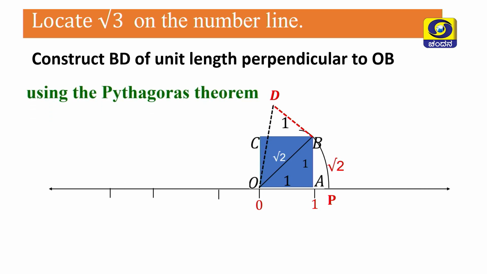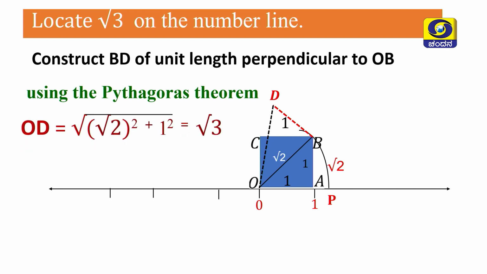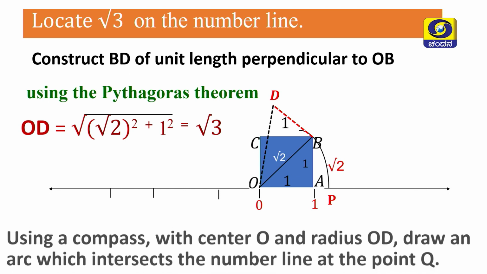using Pythagoras theorem. Here now OBD is a right angle triangle. Using Pythagoras theorem, OD square is equal to OB square plus BD square. OB is equal to root 2 and BD is equal to 1. OD is equal to square root of root 2 whole square plus 1 square. Root 2 whole square, root and square cancel, 2 plus 1, that is root 3.